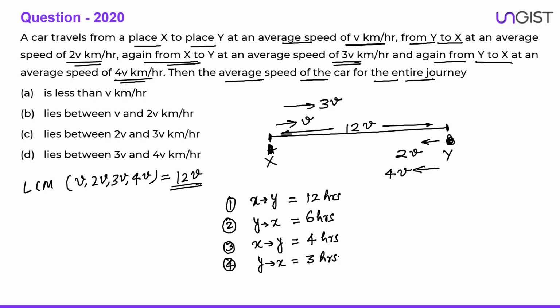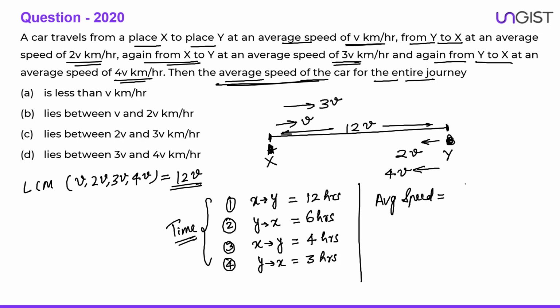We just need to find the time for the 4 journeys, because we need to calculate the average speed. Average speed is total distance upon total time, right?